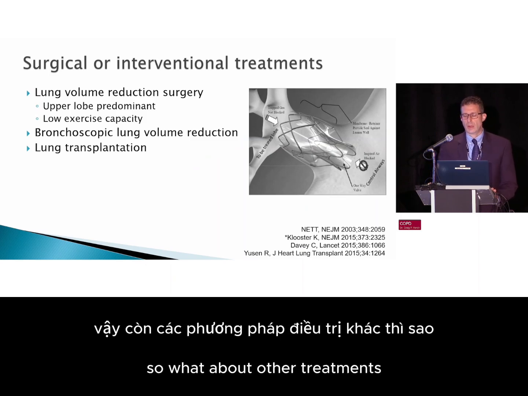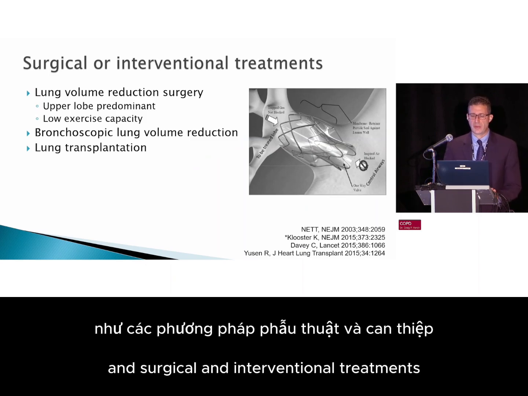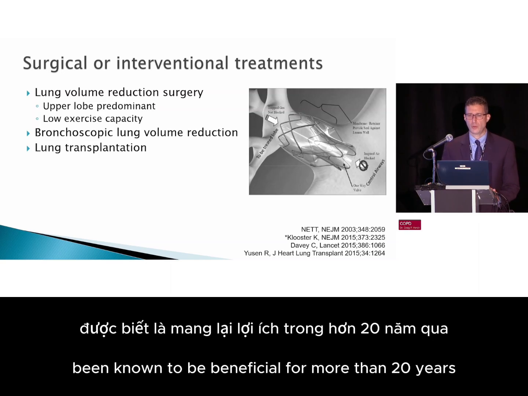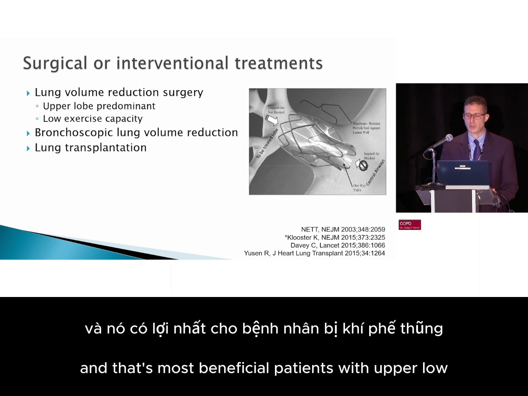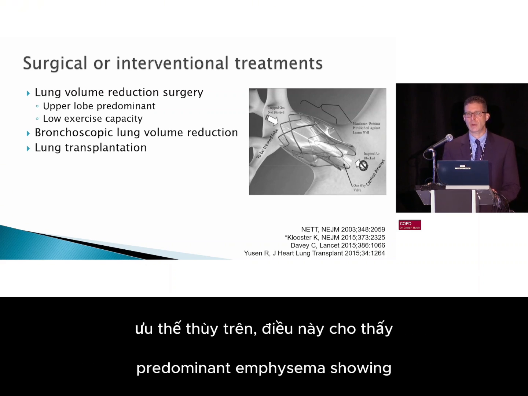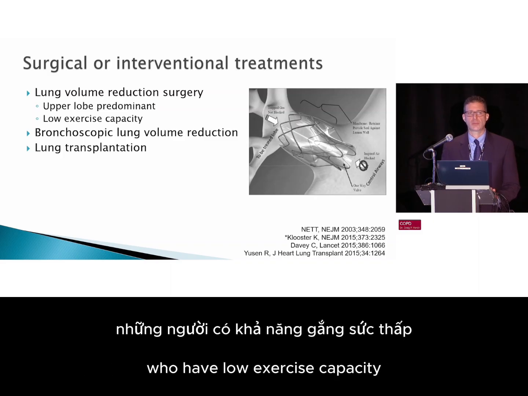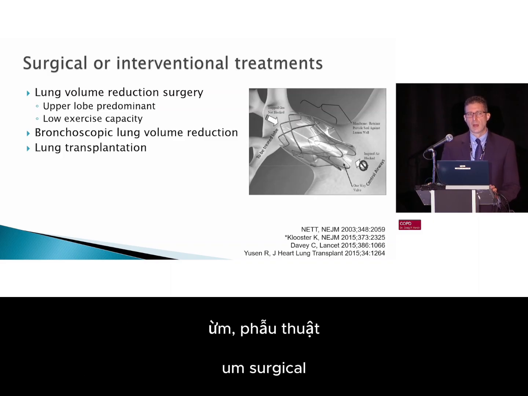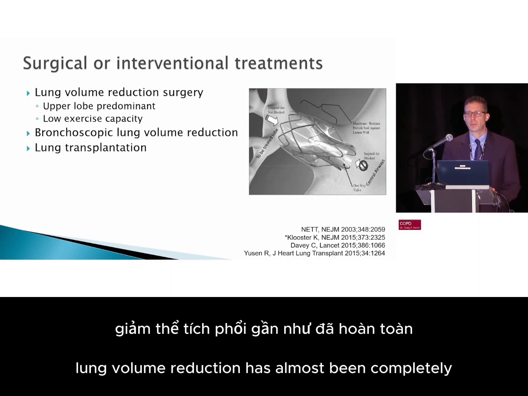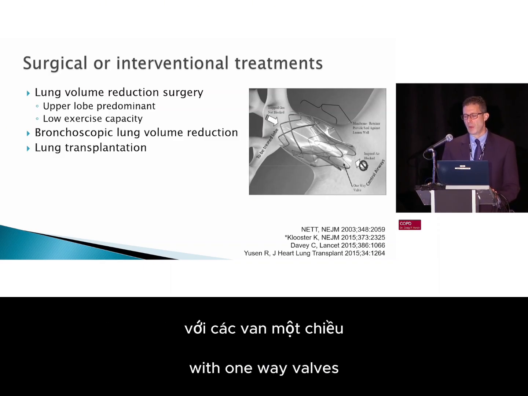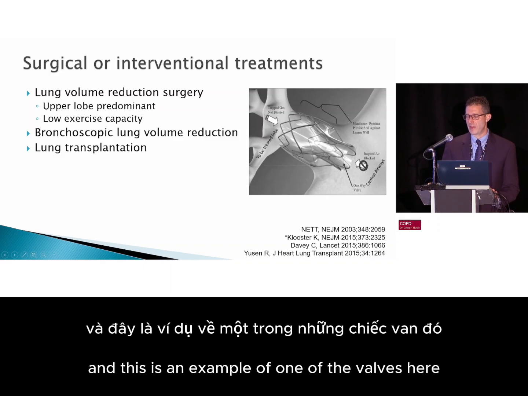So what about other treatments, surgical or interventional treatments? Lung volume reduction surgery has been known to be beneficial for more than 20 years, and that's most beneficial in patients with upper lobe predominant emphysema, showing the requirement for getting a CAT scan to assess that, who have low exercise capacity. Surgical lung volume reduction has almost been completely supplanted by bronchoscopic approaches with one-way valves, and this is an example of one of the valves here.